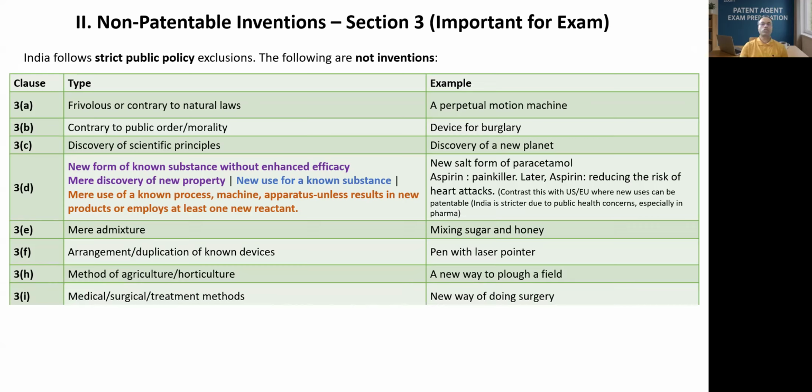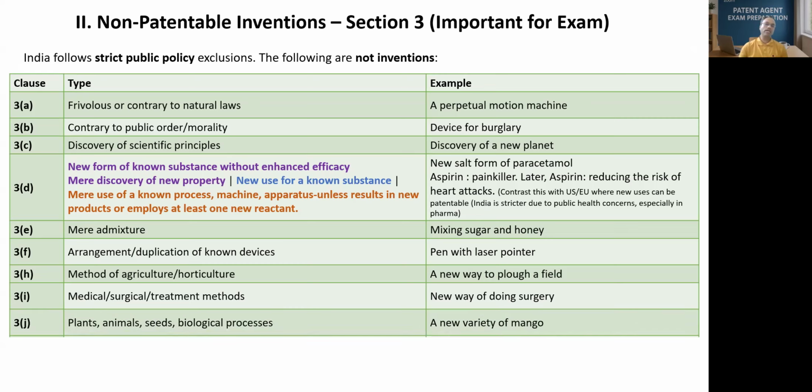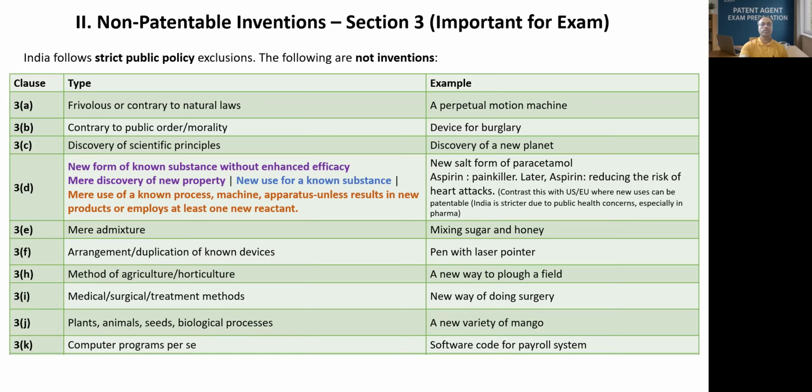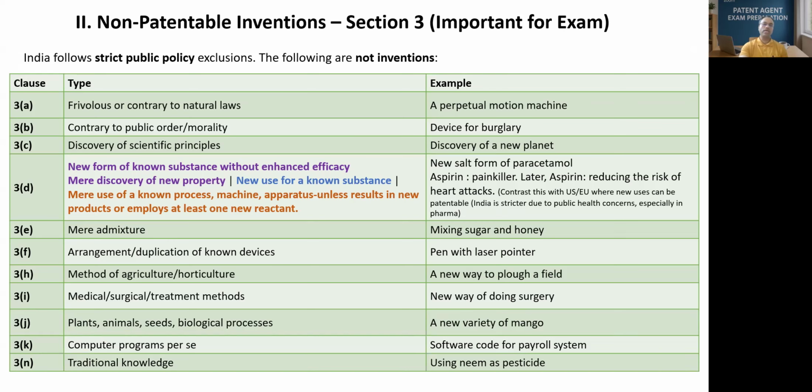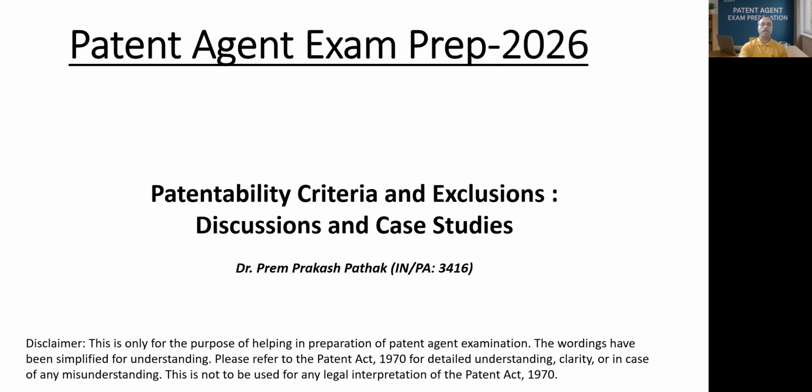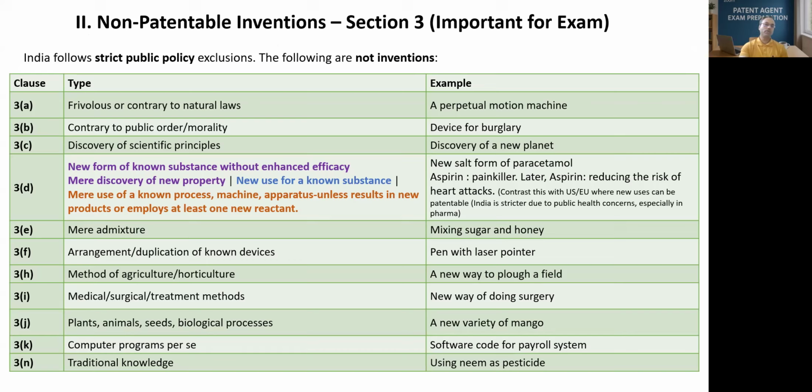Similarly, you cannot stop doctors in medicine. So methods of surgery and treatment, and a new way of surgery or new way of treatment, you cannot patent. 3J: plants, animals, seeds, biological processes and their parts, you cannot patent. 3K: computer program per se, like software code for a payroll system, you cannot patent. And 3N is for traditional knowledge, and 3P, that is also for traditional knowledge.